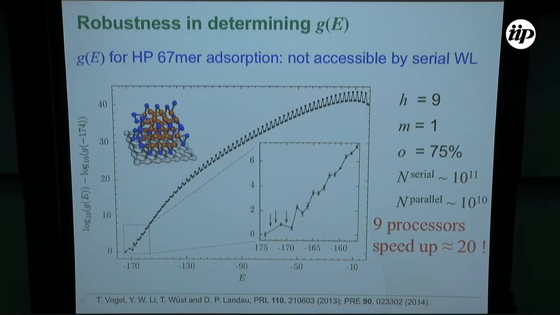Well, so just to give an example of how well it works. A few years ago, I was studying the HP model for protein adsorption, and this is the 67-mer that I studied. I could not finish the run using only serial Wang-Landau sampling. But with Replica-Exchange Wang-Landau sampling, I can finish it, and we measured the number of Monte Carlo steps needed, and it's actually fewer than serial Wang-Landau sampling. When we measure the speed up, we get a speed up of 20 times.